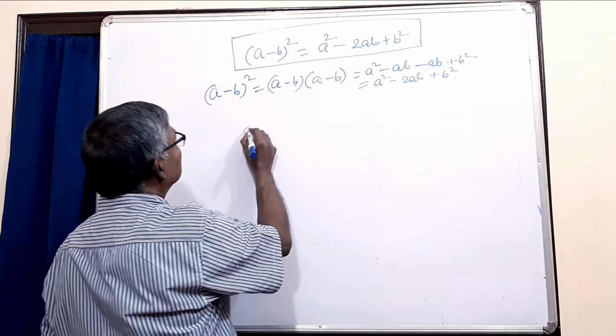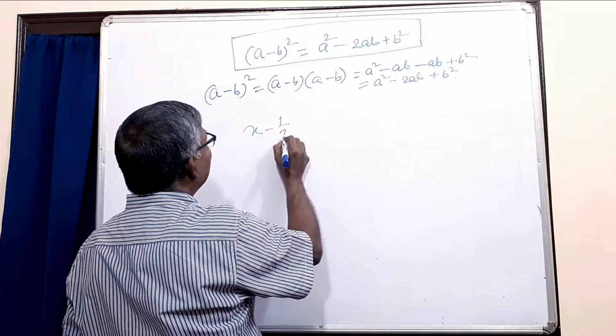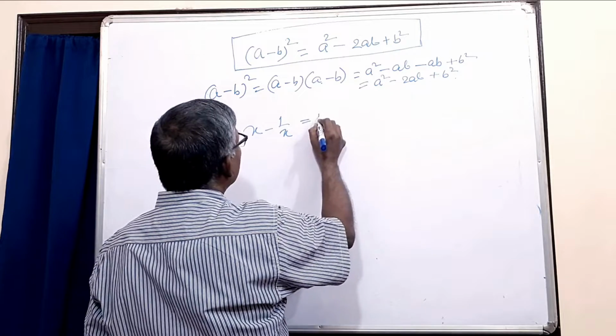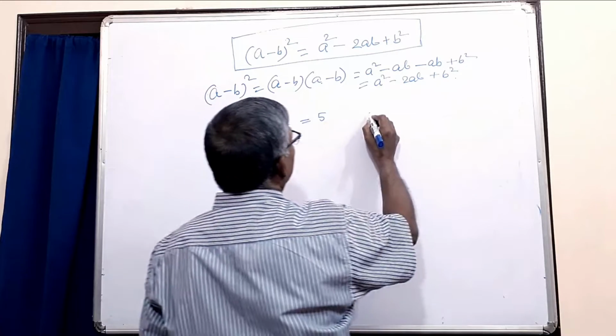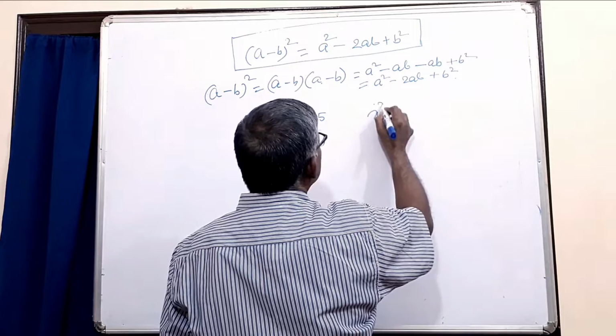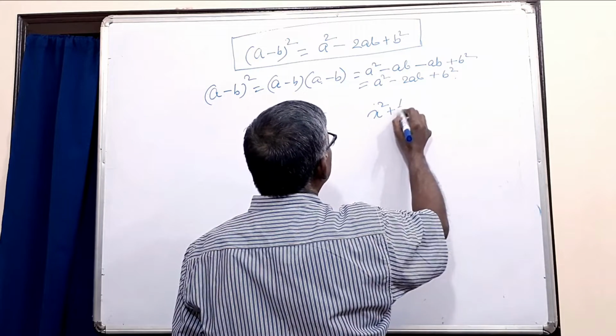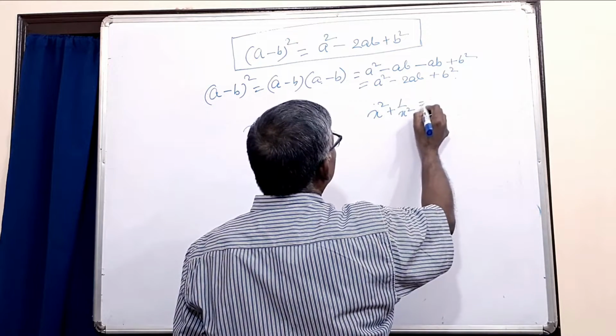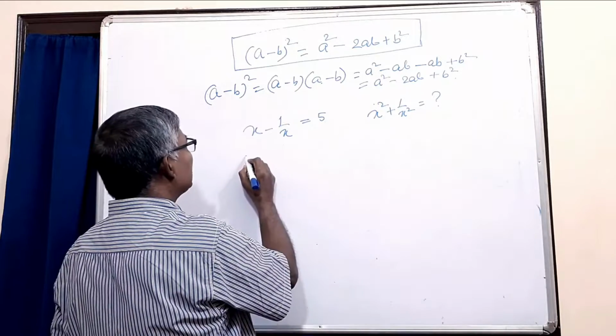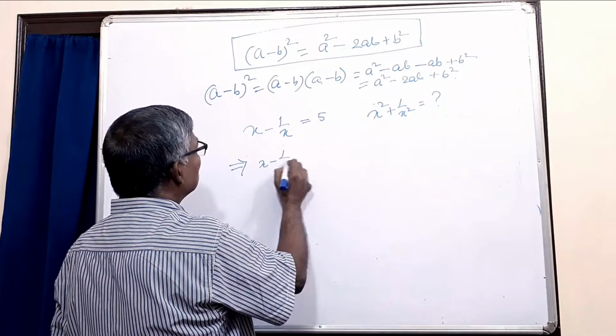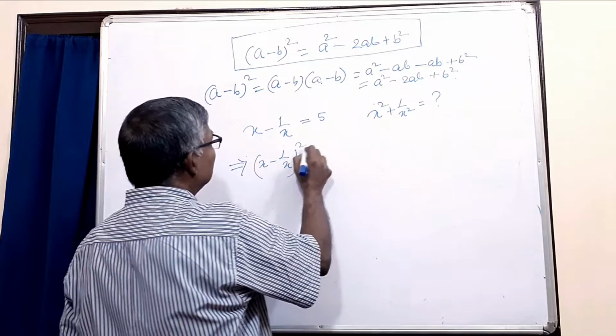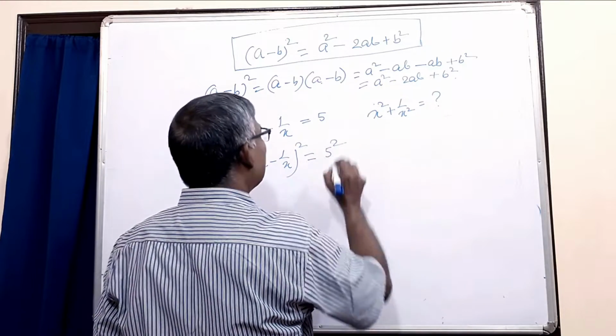Suppose x minus 1 by x equals 5. What would be the value of x square plus 1 by x square? Squaring both sides, we get x minus 1 by x whole square equals 5 square.